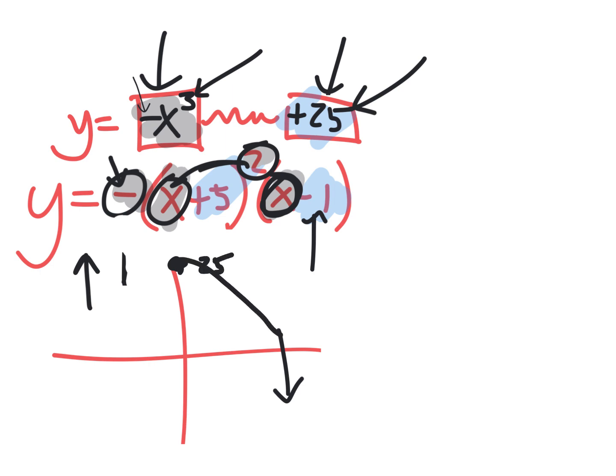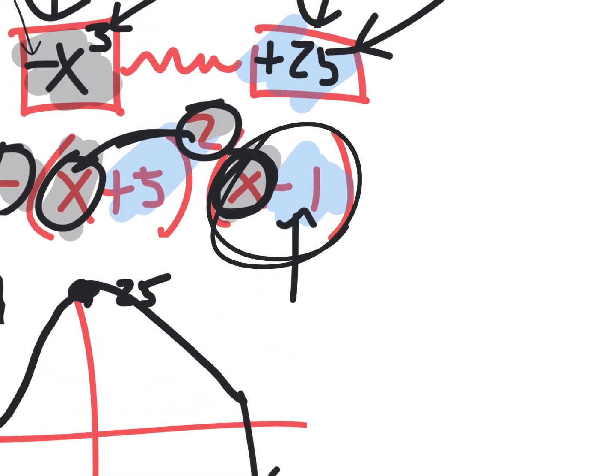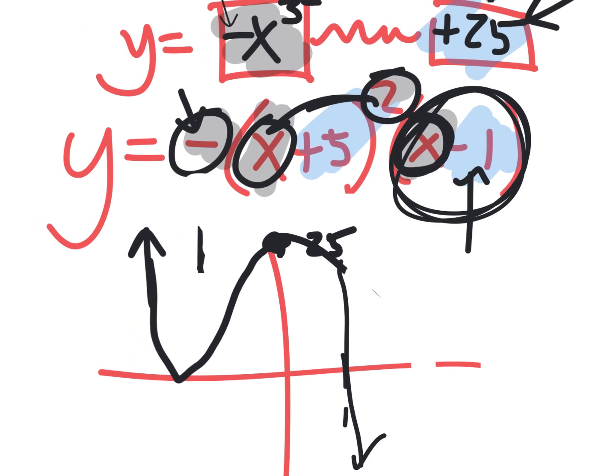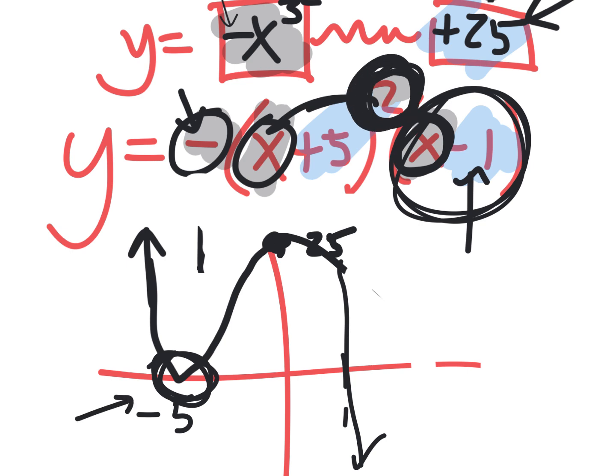And now why is my answer wrong right now? Because I didn't show what the x-intercepts are. See this right here? That tells me one of my x-intercepts is at 1. So I feel like I should probably move it over a little bit because 1 shouldn't be that far over. 1 there. And then negative 5. And notice how it's bouncing there? This 2, the squared, would have told us it was going to bounce right there.